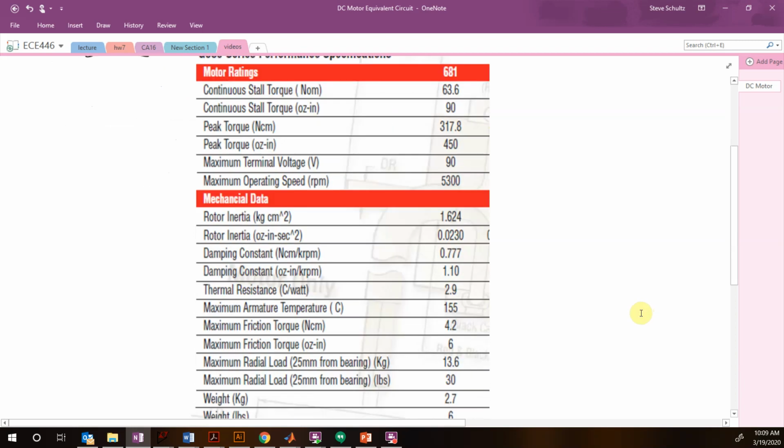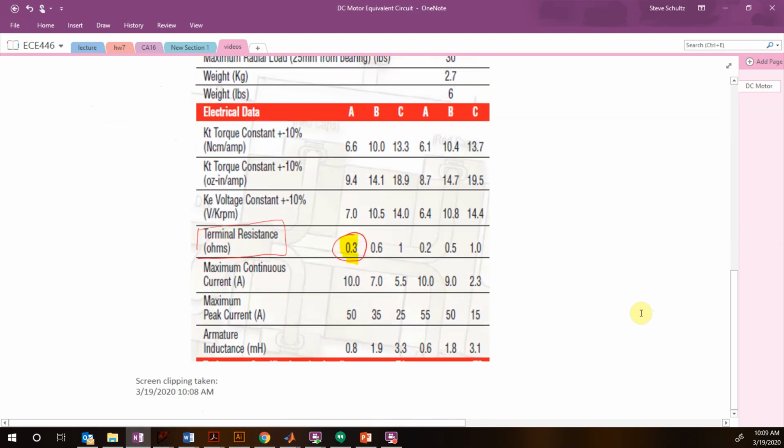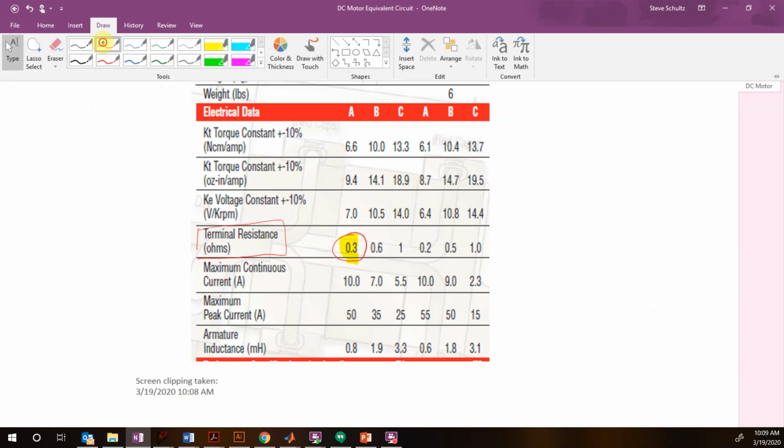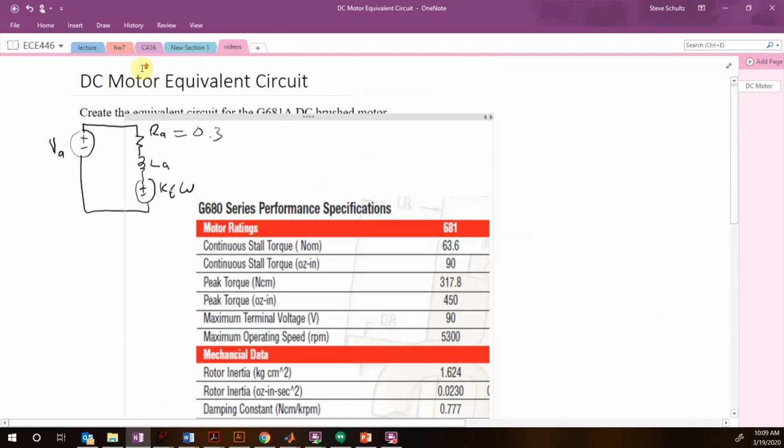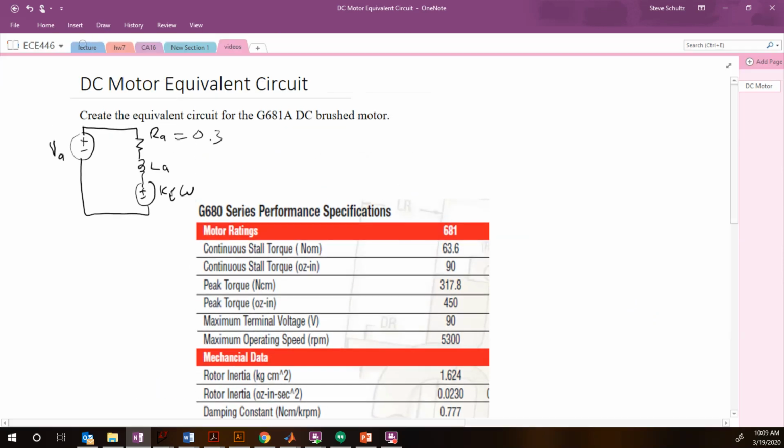Similarly, we want to grab the inductance. So here is our inductance right here. And again, we have the A, so it's 0.8 in millihenries. Okay. The terminal voltage is right here, so this is 90.